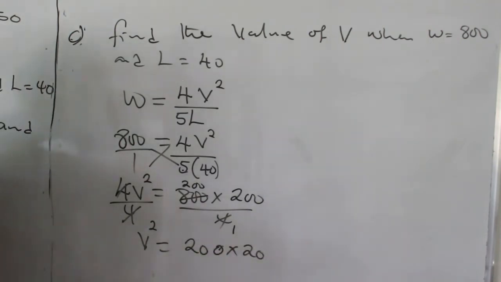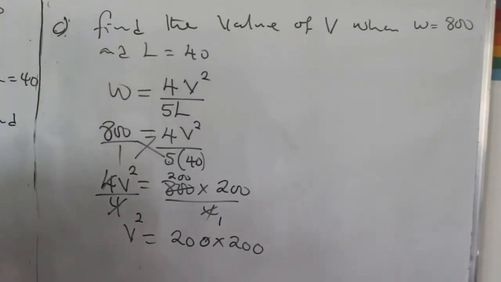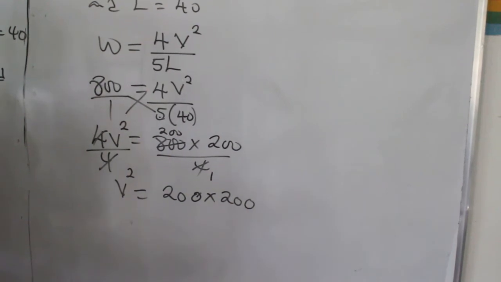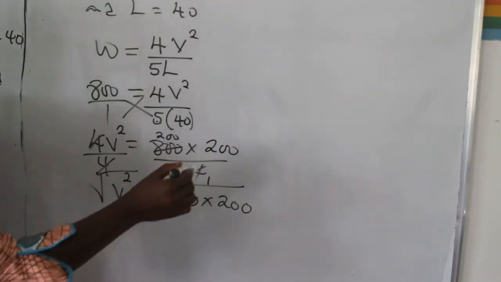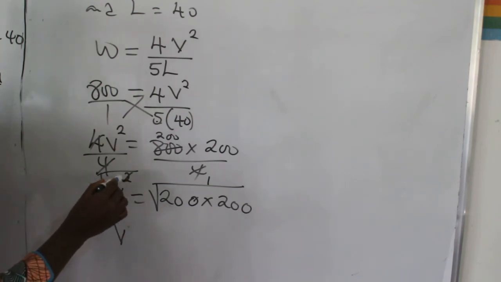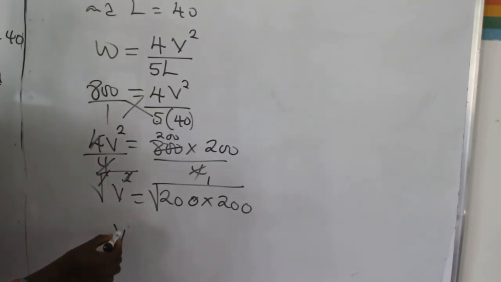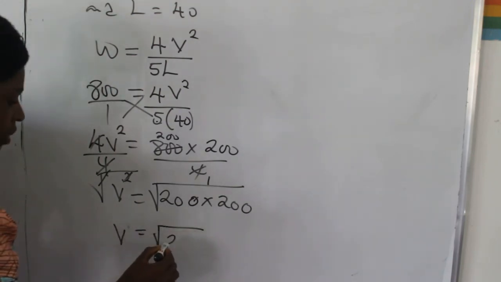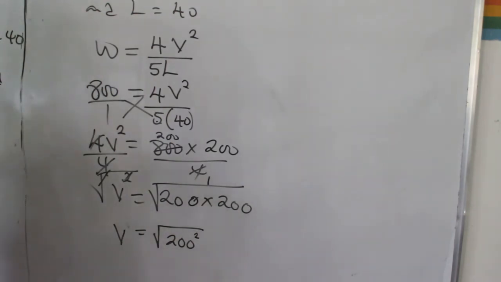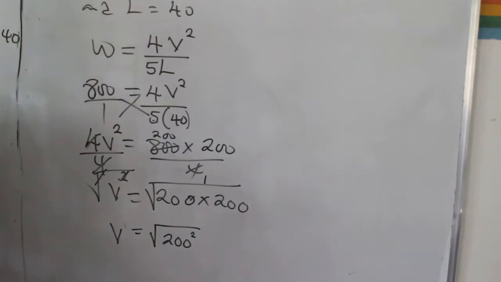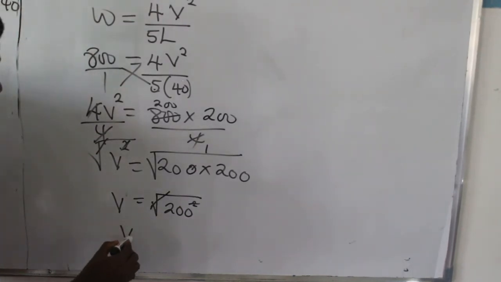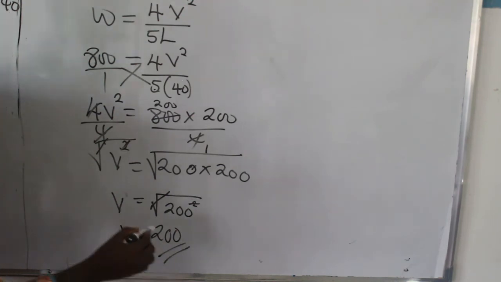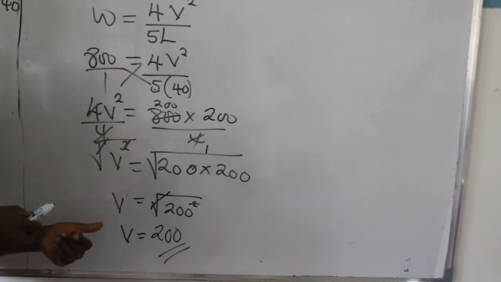So now we have 200 times 200. Permit me to leave it like this. We are looking for V squared. So we take the square root of both sides. Take the square root of V squared, and take the square root of 200 times 200. The square root will cancel the square, and our V is equal to 200 squared, just like x times x is the same thing as x squared. So from here you discover that these two will cancel the square root. So our V is equal to 200. So that is the value of our V.